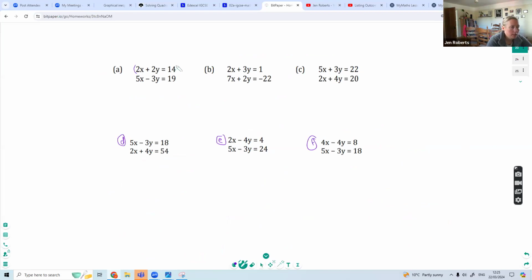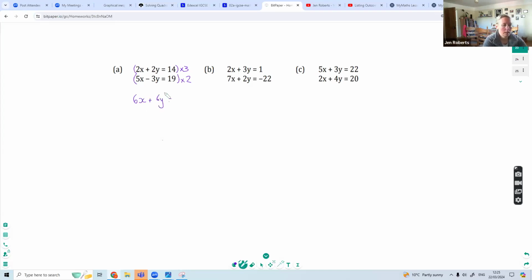Okay, so times 3, times 2. I'm just going to get rid of these here so I've got enough space for working out. 6x add 6y, 42. 10x minus 6y, 38. Signs are different. It's a plus and minus, so I need to add.